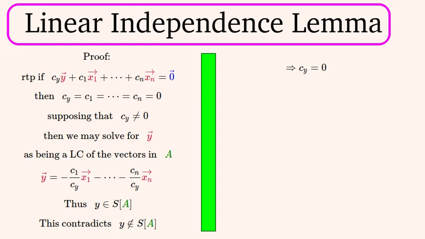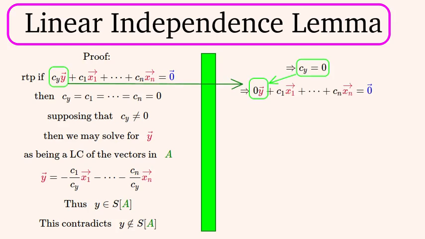Contradiction proofs may seem to be non-intuitive, but if we look carefully, having y not be in the span of A would force cy to be 0, because then it couldn't be expressed as a linear combination of the vectors in A. So now we can rewrite the vector like this, with a 0 being where the cy was.